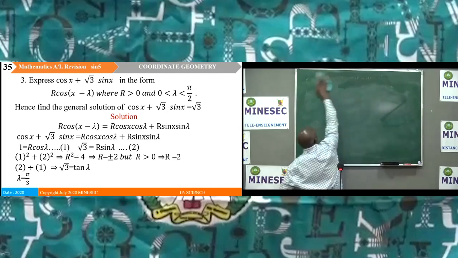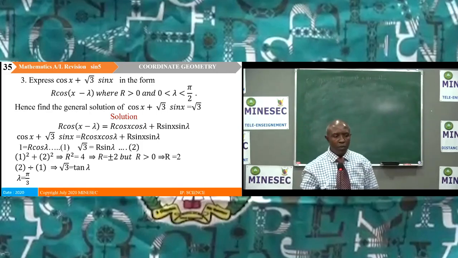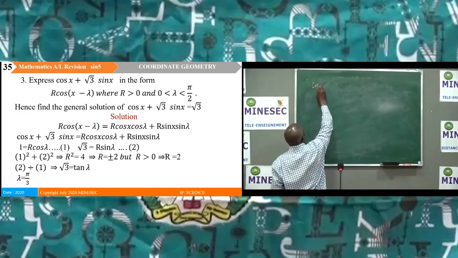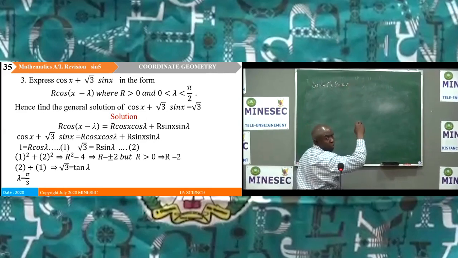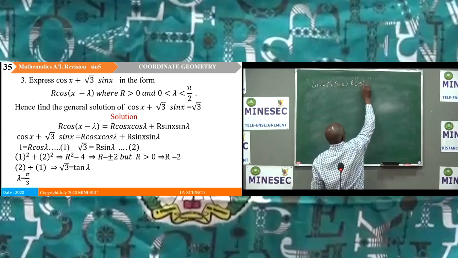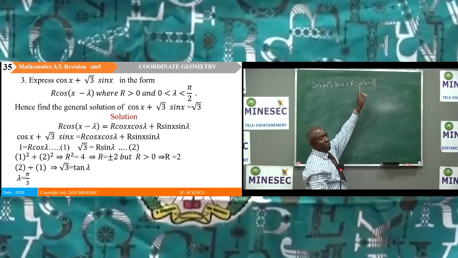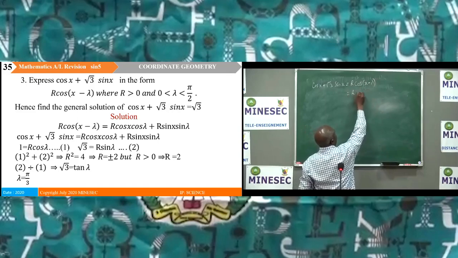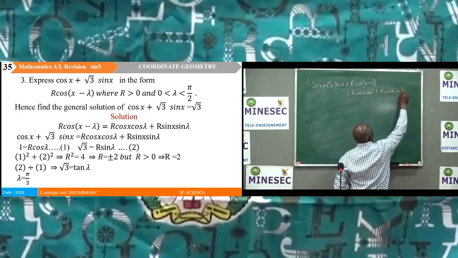We saw this on the circular functions. We have it as cos x plus root 3 sine x, expressed in the form r cos(x minus lambda). Opening up the right hand side, be careful again here, this is cosine with a minus, so opening this we have a positive sign now. So we have r cos x cos lambda plus r sine x sine lambda.